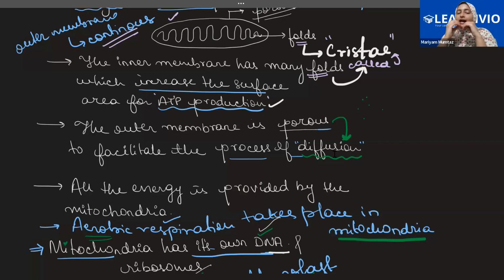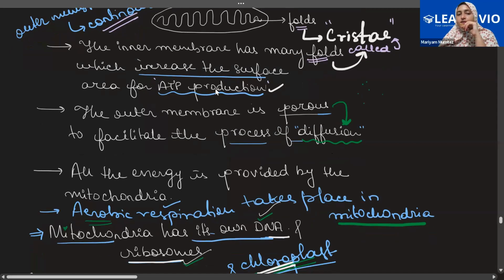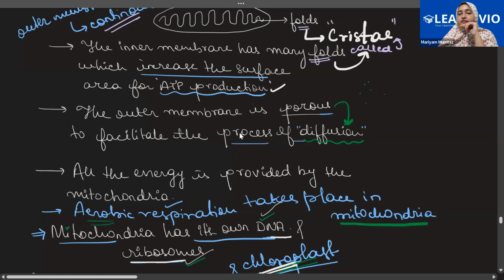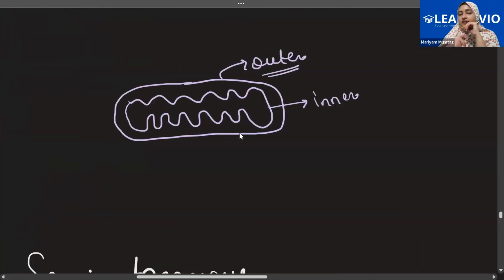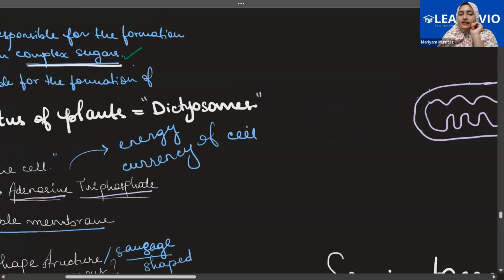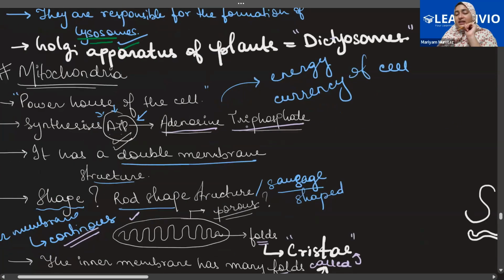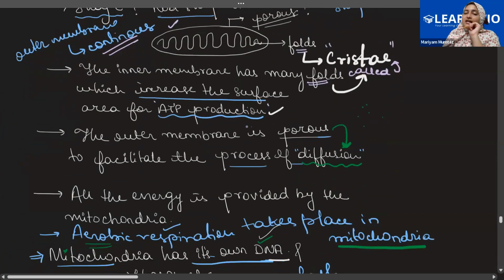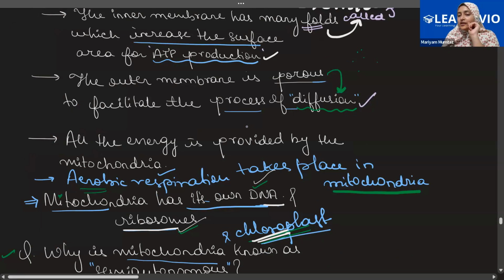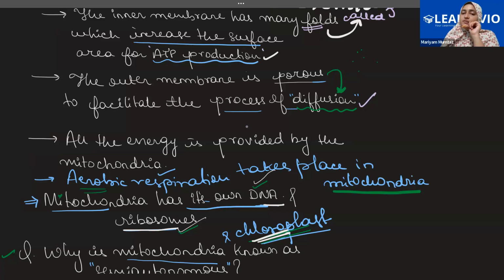Now see, the outer membrane is porous to facilitate the process of diffusion. Even though this is continuous, it has pores present, very tiny holes. Why? So that molecules can transfer across it. Those holes don't mean that it is discontinuous, but it does the process of diffusion. Everyone remembers what diffusion is? Yes, ma'am. So this porous outer membrane helps in the diffusion process.